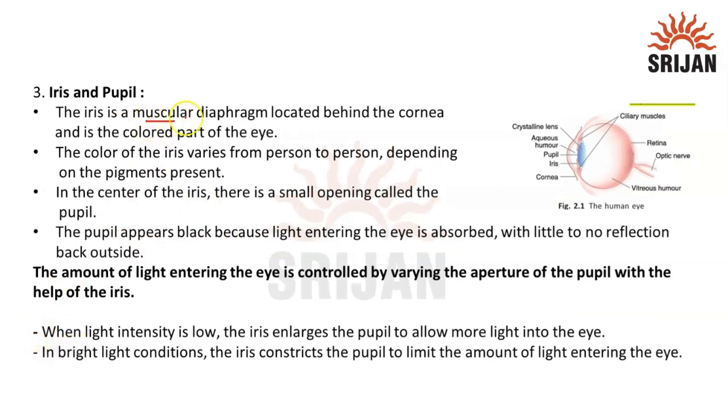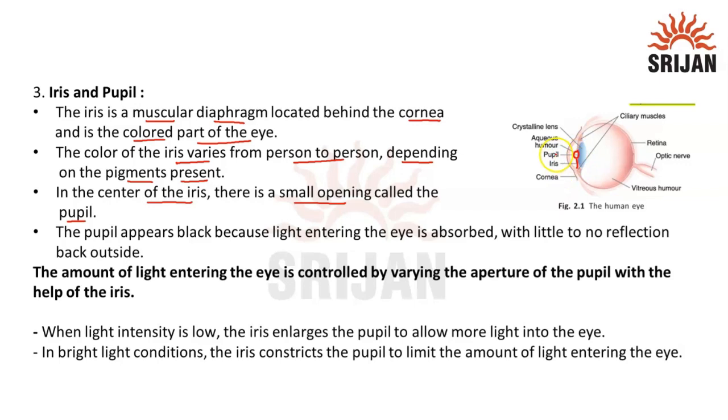Next is the iris and the pupil. The iris is a muscular diaphragm that is located behind the cornea and is the colored part of the eye. So the iris is present just behind the cornea. This is the cornea and this is the iris. The color of the iris varies from person to person depending on the pigments present. And in the center of the iris there is a small opening that is known as the pupil. So this small opening is what corresponds to the pupil.